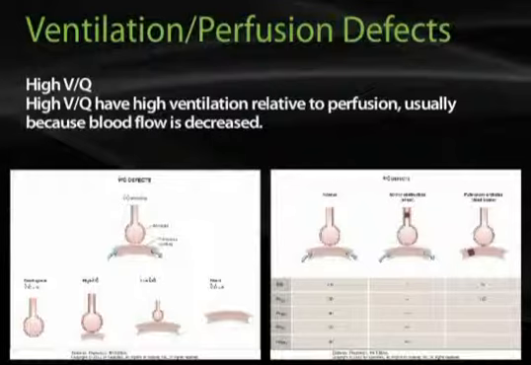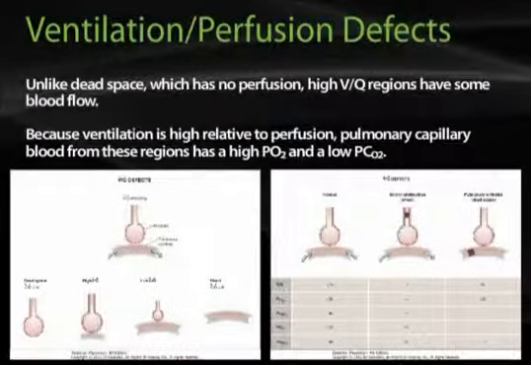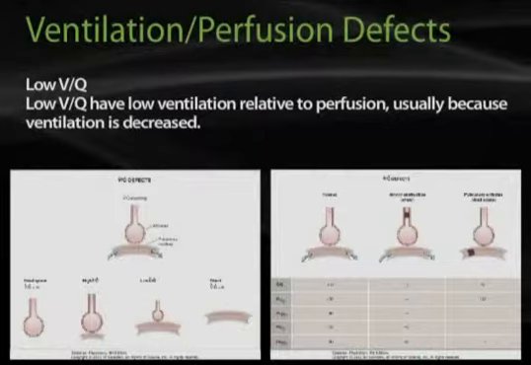We can also discuss regions of high ventilation perfusion matching. High VQ regions have high ventilation relative to perfusion, usually because the pulmonary blood flow is decreased to this region for some reason. As opposed to dead space where there's no perfusion, high VQ regions have some blood flow. Ventilation is high relative to perfusion, and the pulmonary capillary blood from these regions has a high O2 and a low PCO2.